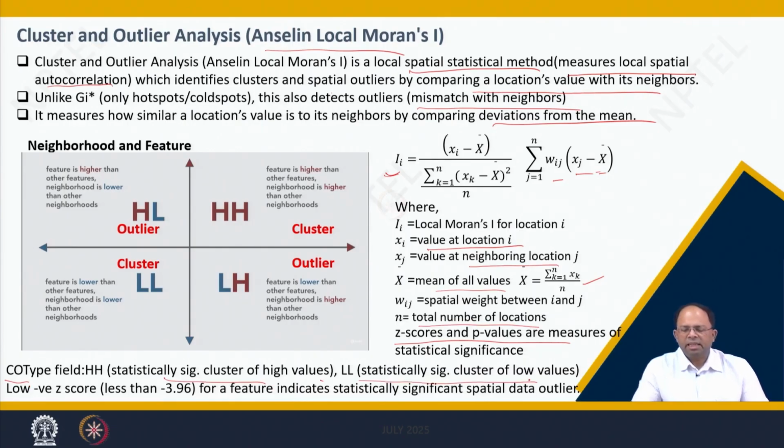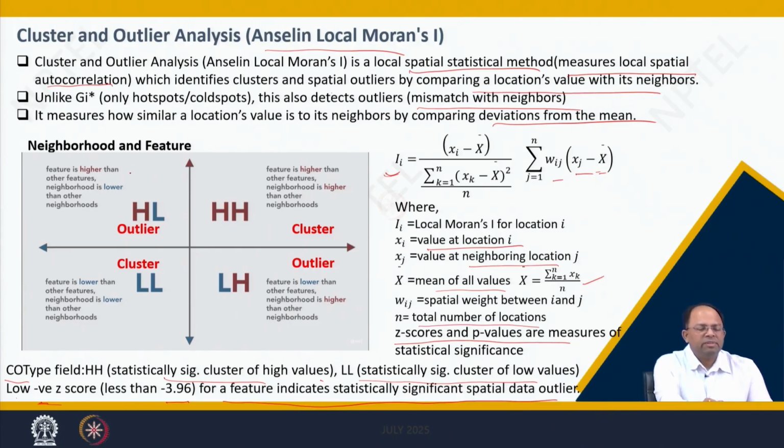LL is a statistically significant cluster of low values, with a negative z score less than minus 3.96, right? For a feature, this indicates a statistically significant spatial data outlier. So what we are seeing over here is that the entire data gets divided into 4 quadrants.